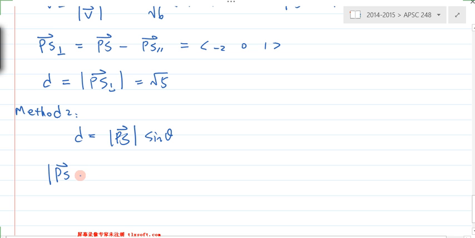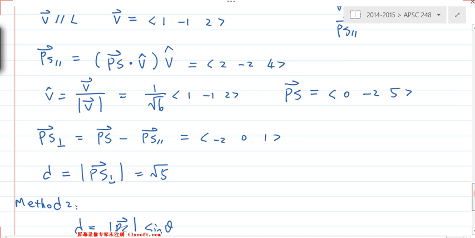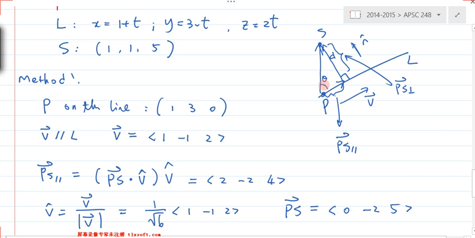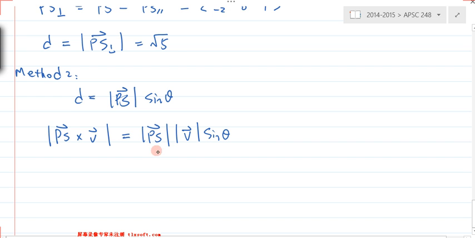When you use PS, let's say in this case I'm going to cross that parallel vector V. The magnitude of the cross product, if you remember, what's the formula? It's PS times V times sine theta. Because when we say this is the angle between PS and the line, it's the same thing as the angle between PS and the vector V. So now if I rearrange this slightly, what do we get?